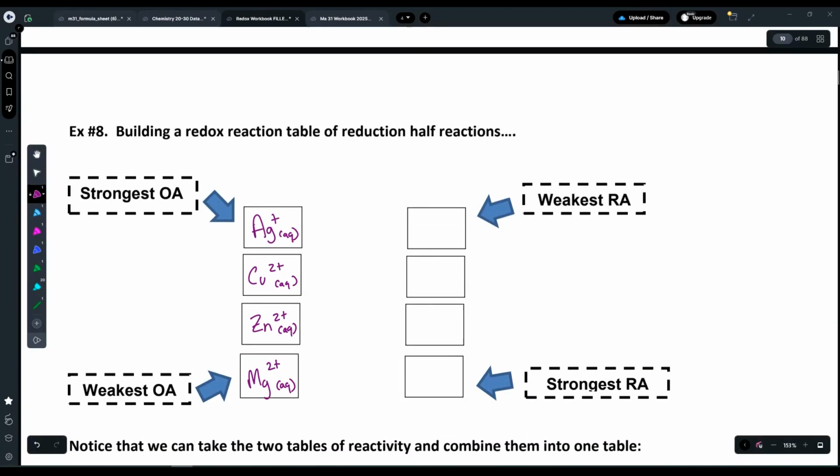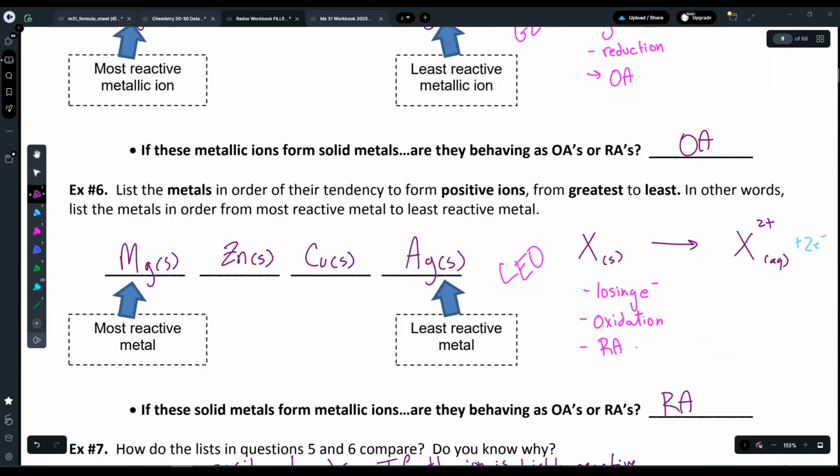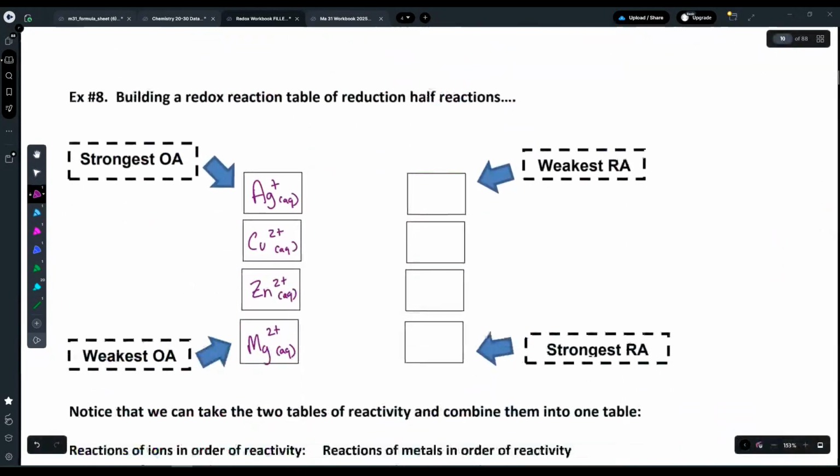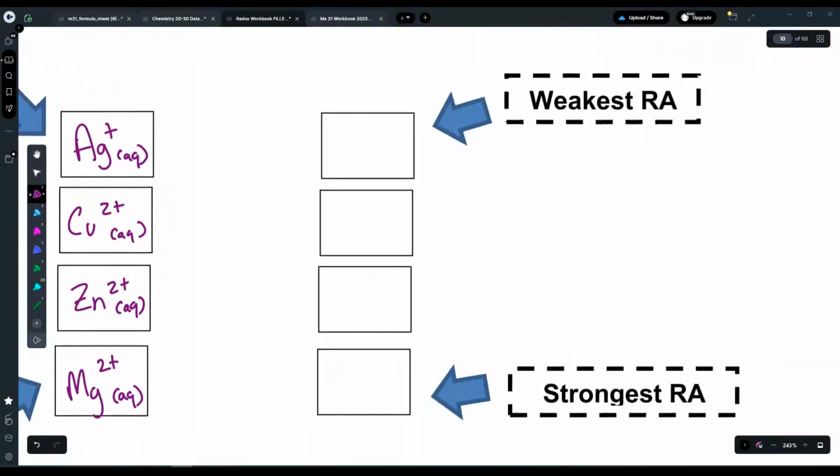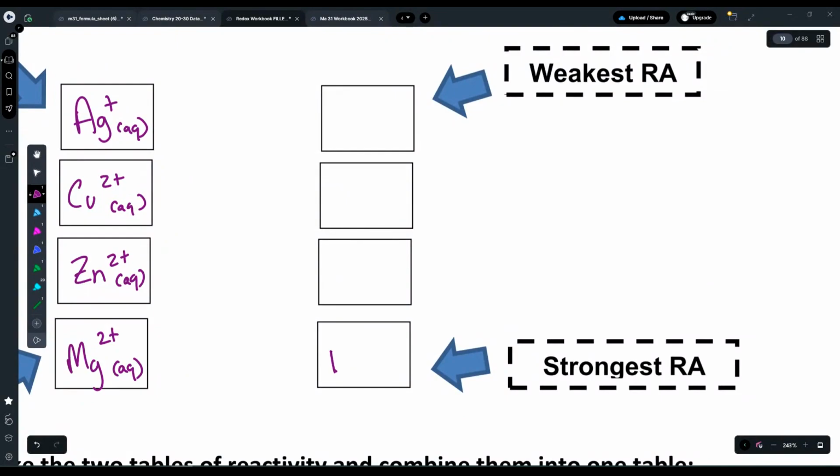For our reducing agents, the most reactive metal, our strongest reducing agent, was magnesium solid. Whereas our least reactive metal, our weakest reducing agent, was silver. Remember your strongest RA is going to be in the bottom right-hand side. And let's color code this. Sure, let's do pink.